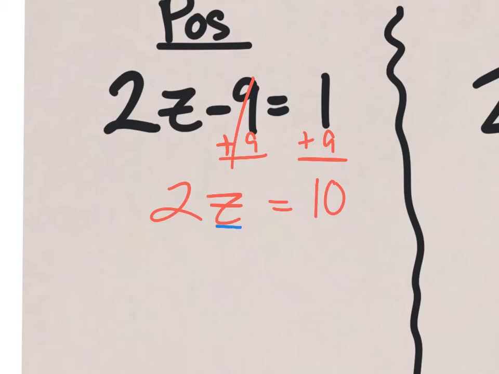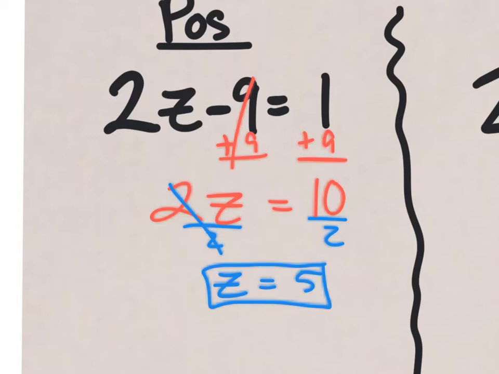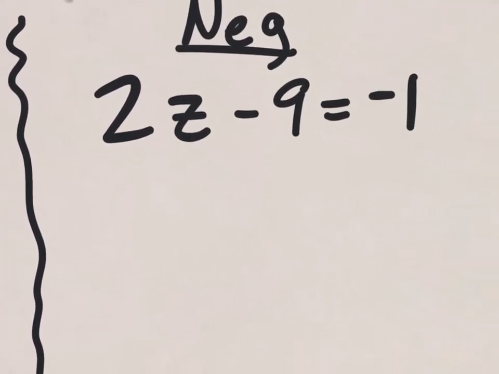And then we're going to divide by 2 to get rid of the 2 in front of the z. Divide by 2, what you do to one side, do to the other. Z equals 5. That is your answer for the positive situation. So now that you solved that one, let's go to the negative situation and solve this one.